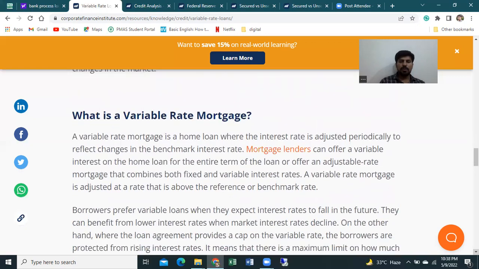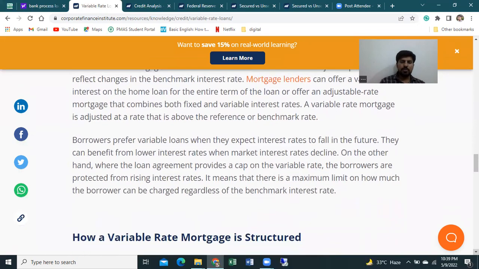What is a variable rate mortgage? A variable rate mortgage is a home loan where the interest rate is adjustable periodically to reflect changes in the benchmark interest rate. Mortgage lenders can offer a variable interest rate on the home loan for the entire term of the loan, or offer a mortgage combining both fixed and variable interest rates. The variable rate mortgage is adjusted at a rate above the reference benchmark rate.